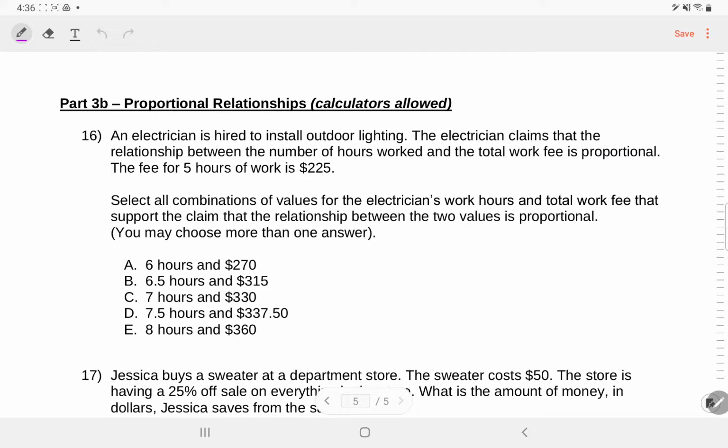Lastly, part 3B, proportional relationships, calculators allowed. An electrician is hired to install outdoor lighting. The electrician claims that the relationship between the number of hours worked and the total work fee is proportional. Okay, so we know it's proportional. The fee for 5 hours of work is $225. Okay, so 5 hours of work is $225.